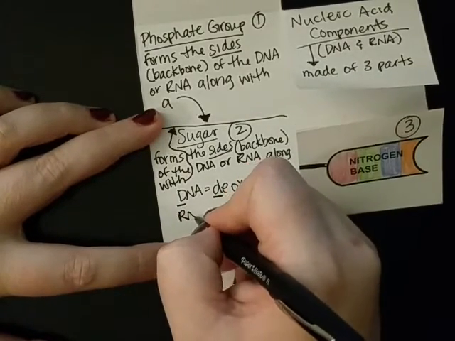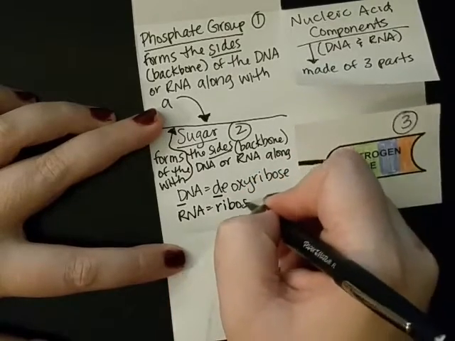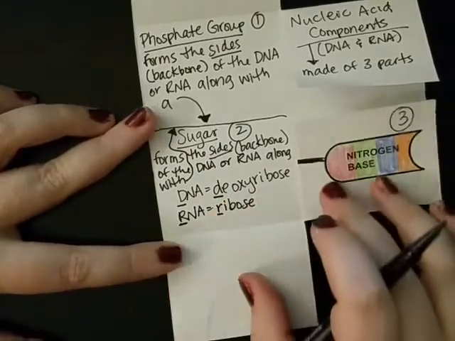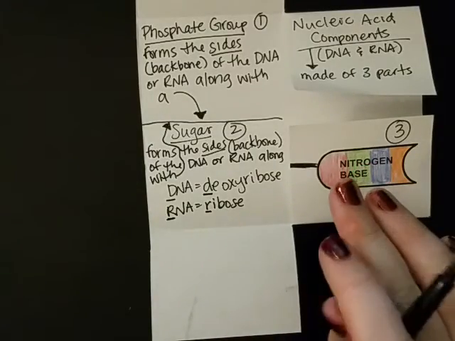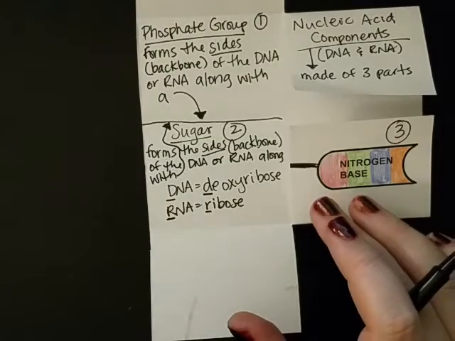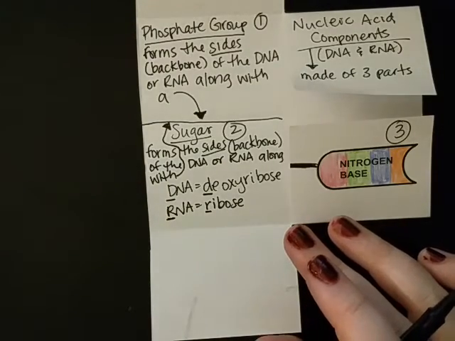If we're talking about RNA, that one is just called ribose. This one has an R. This one has an R. It's almost like it's like that on purpose. Oh my goodness. Yes. So deoxyribose is the D part of DNA, and ribose is the R part of RNA.